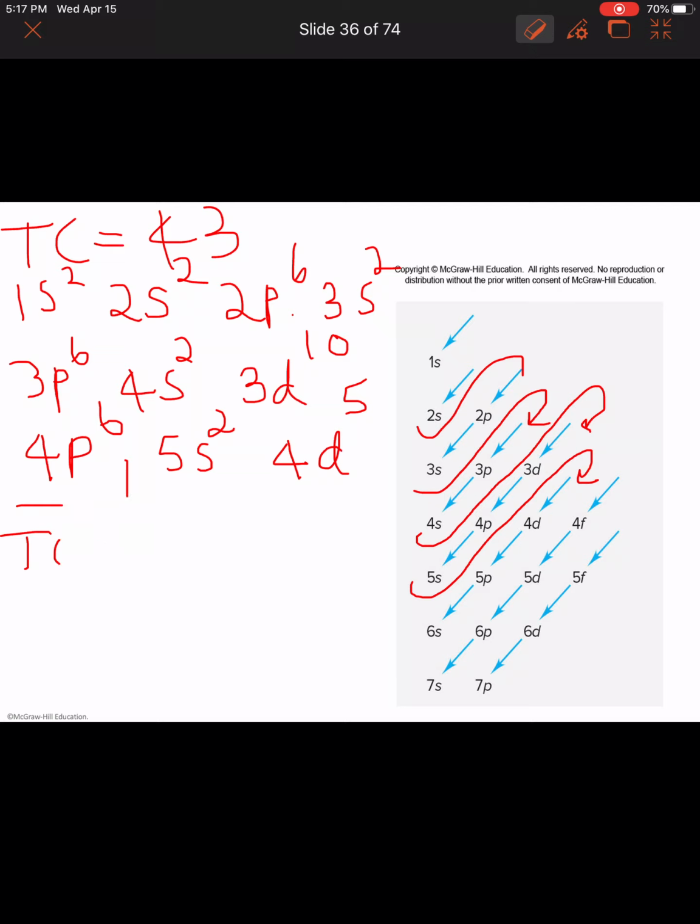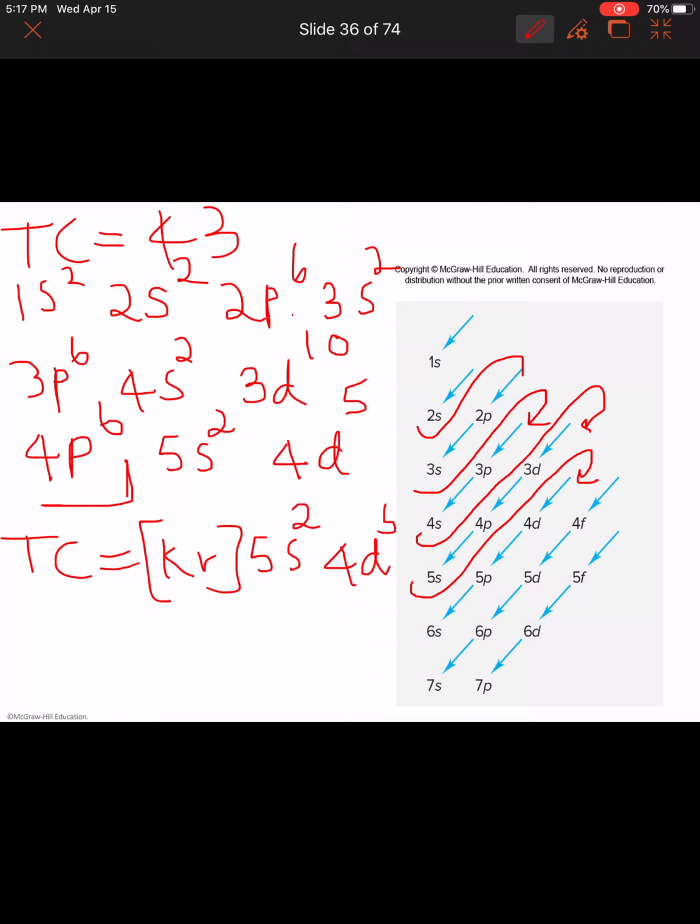Krypton. Let me write it again. Technetium, it would be krypton, the noble gas prior to technetium, and then what's left, up to here, is 5s2, 4d5. That's the condensed electron configuration.